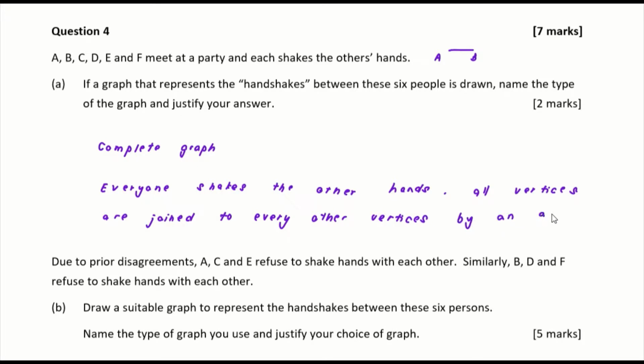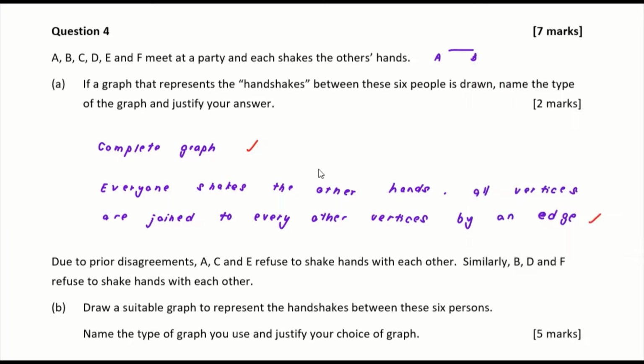Make sure you mention that it's connected to all the other vertices by an edge. "By an edge" is important because that shows that you understand that they are not only connected, but they are all adjacent to each other. So that's why it's a complete graph. So, answer and then your justification.